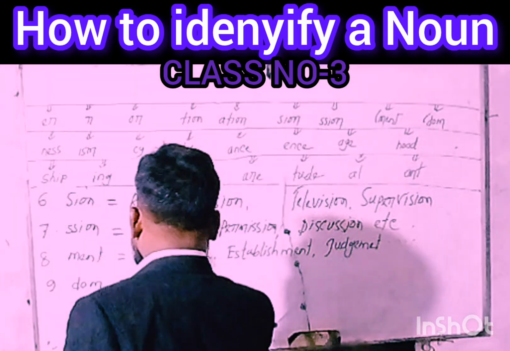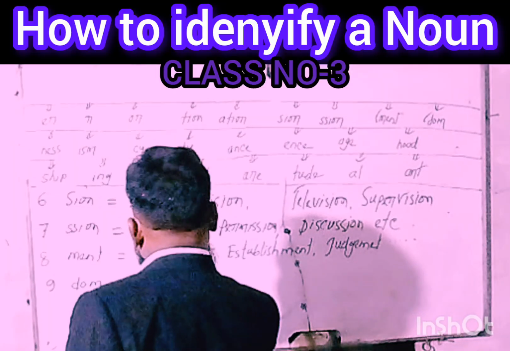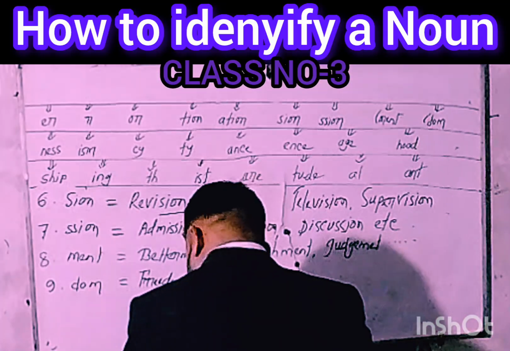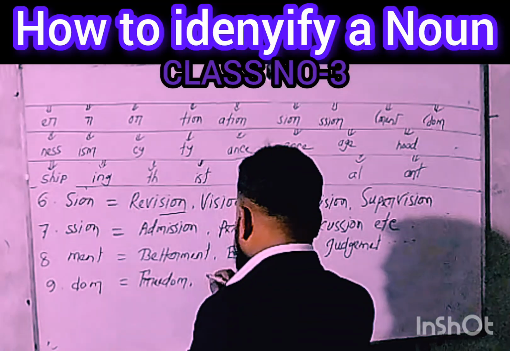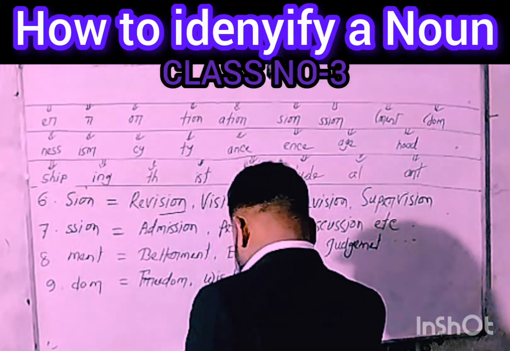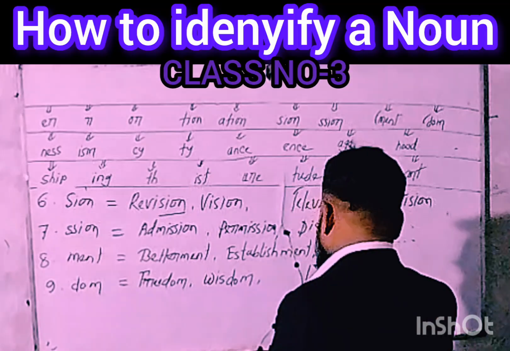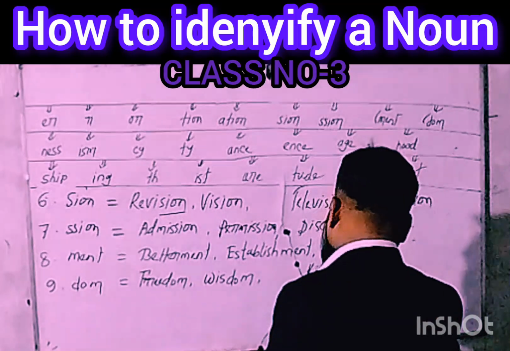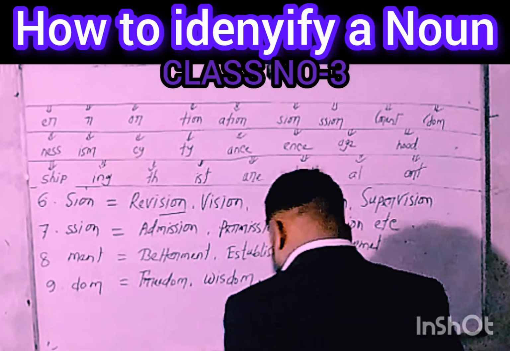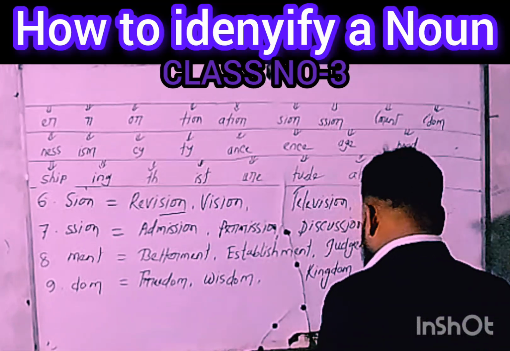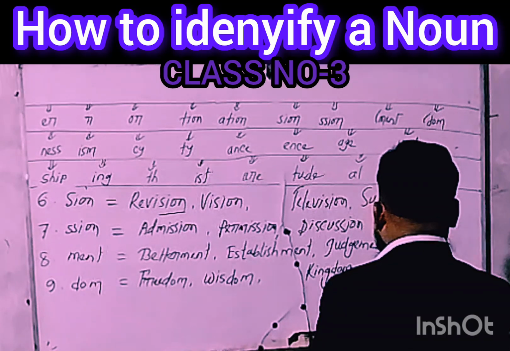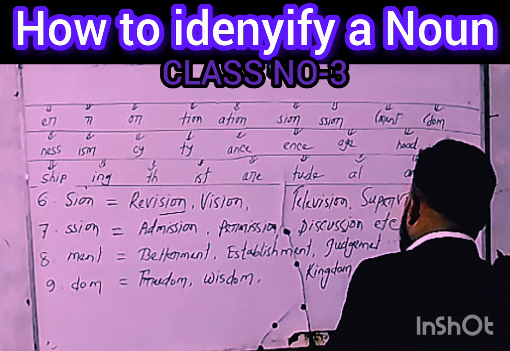For example, we can say freedom, wisdom, kingdom. Next, martyrdom, etc.